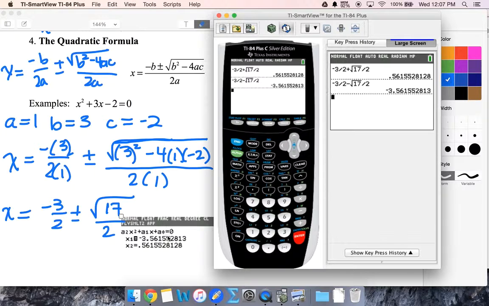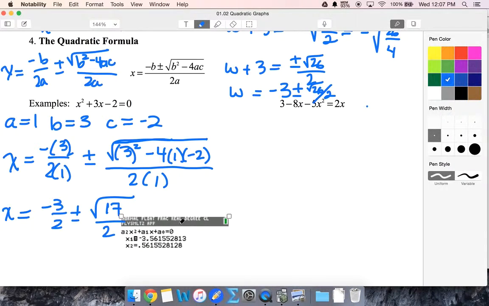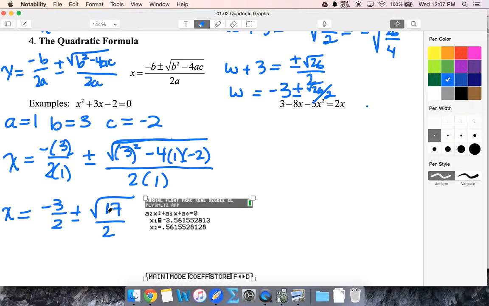Both of these answers, if I gave them approximately, I would only want 3 significant figures. So negative 3.56 or 0.562. However, we always want you to leave exact values. So this is a nice check, but these are the answers that we want, exact values.